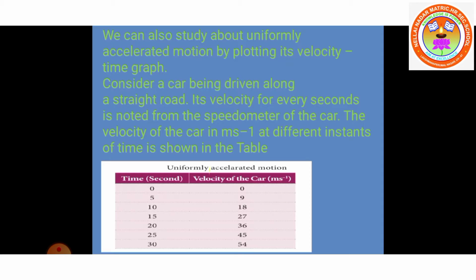Okay students, so here the velocity is given. For the first 5 seconds the velocity is 9 meter per second. For the next 5 seconds the velocity is also 9 meter per second. So it has a uniform speed. So this motion is one of uniform motion, that is, uniformly accelerated motion.